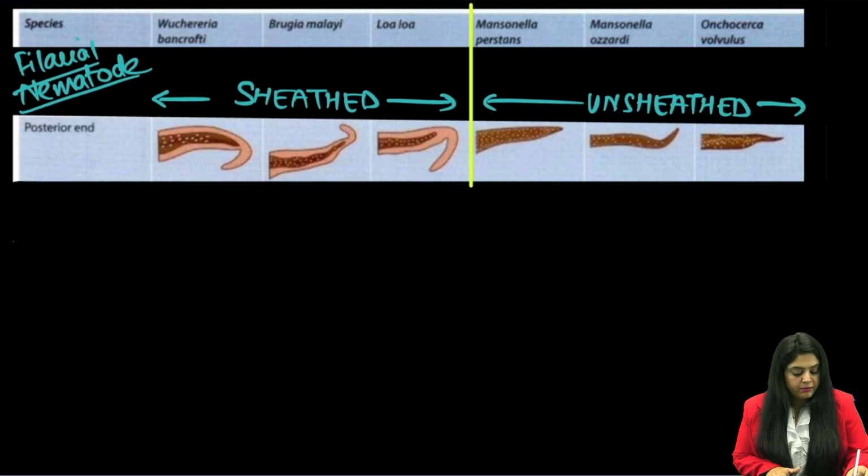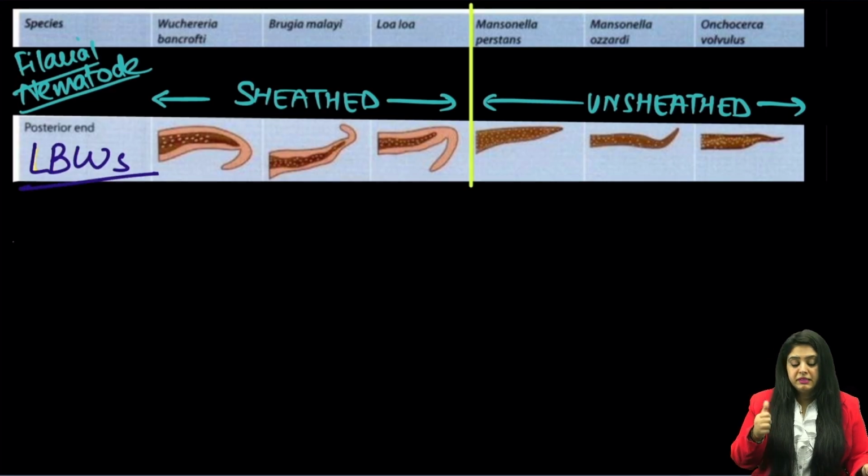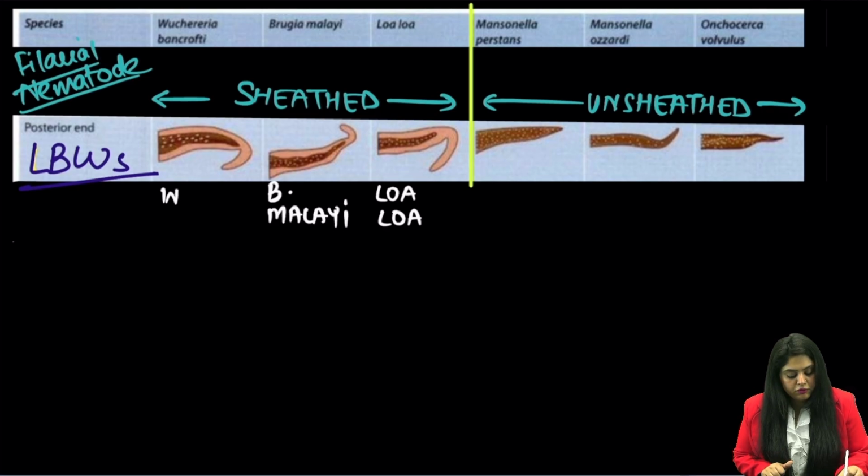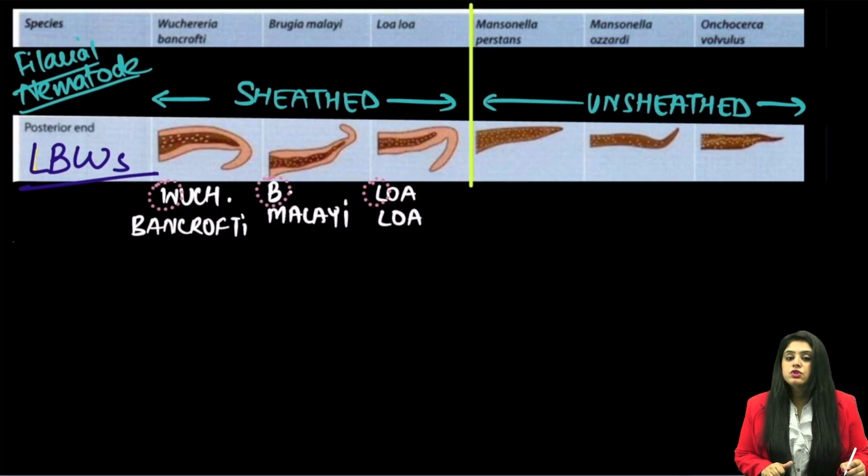To remember, LBW. LBW is going to be sheathed. LBWs. So that is how we've learnt it. LBWs means what? Remember, L for Loa, B for Brugia malayi, and W for Wuchereria bancrofti. Repeating, what is LBW? Loa, Brugia malayi, and Wuchereria bancrofti.